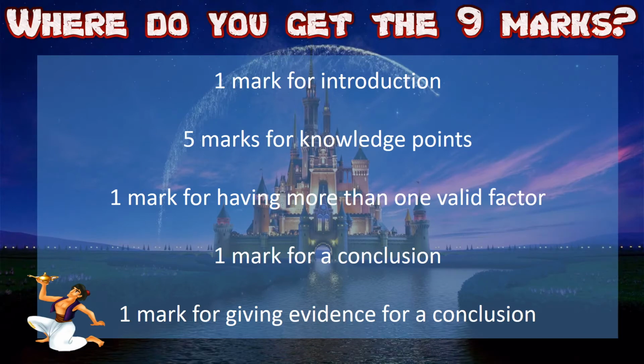Now, where do you get the 9 marks for the mini essay question? You get 1 mark for having an introduction. That introduction needs to have a bit of background or factors mentioned. You get 5 marks for knowledge points which you can mention throughout your answer. You get 1 mark for having more than one valid factor, which is known as a balance mark. You get 1 mark for coming to a clear conclusion, and you get 1 mark for giving evidence for that conclusion. So in total, 9 marks.